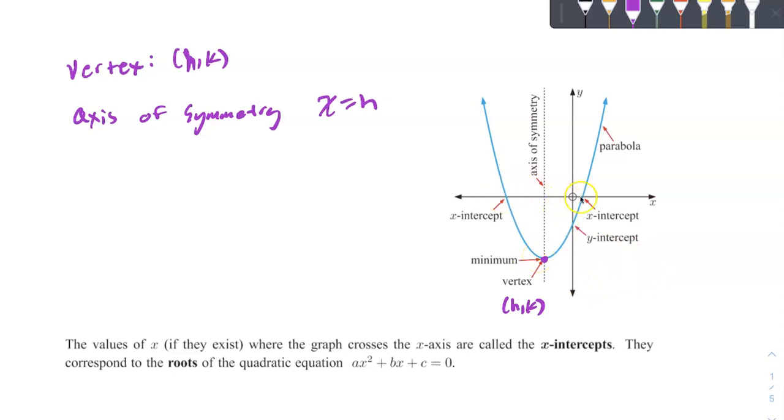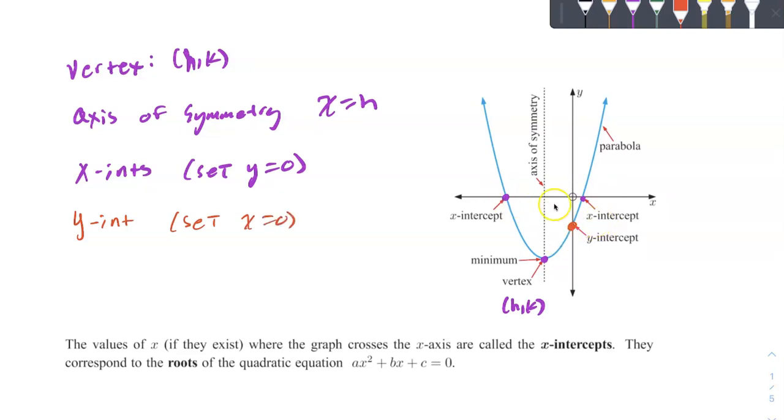We have the x and y intercepts. Well, we have the x-intercepts right here and here. Remember the way you find the x-intercepts? You set y equal to 0. Likewise, if you want to find the y-intercept, you set x equal to 0.